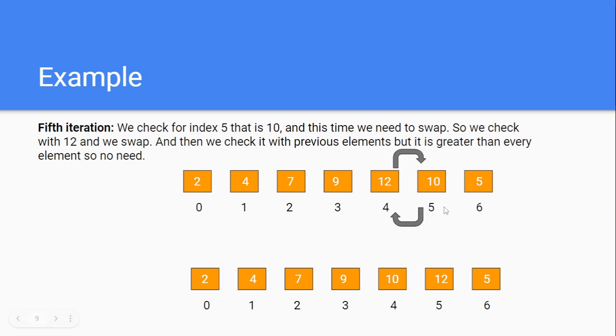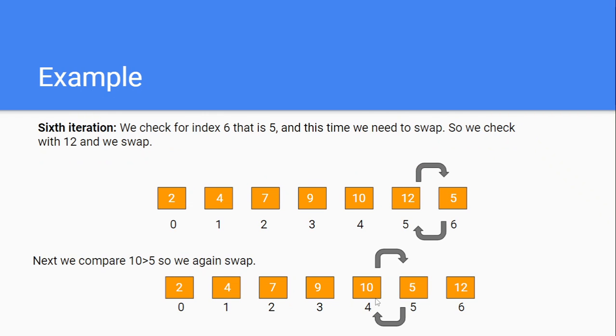Now at index 5 we have got 10. Now 10 is less than 12, so we need to swap it, and we have swapped it, and we have got the array like 2, 4, 7, 9, 10, 12, 5. Now 10 is greater than all of the previous 4 elements, so no need to swap it.